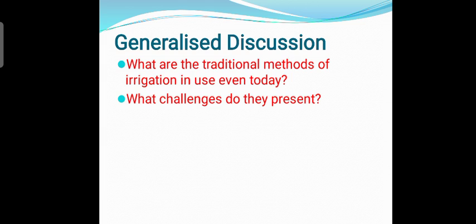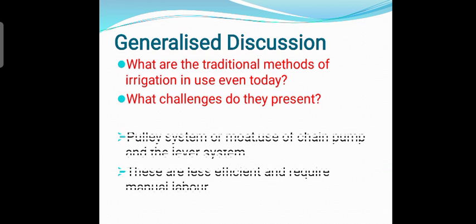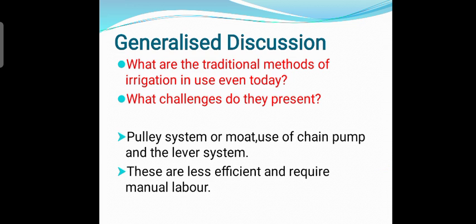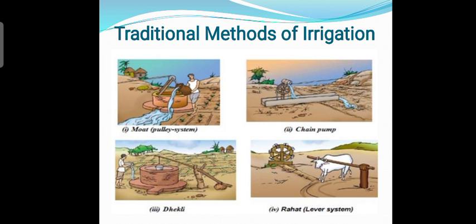Now, what are the traditional methods of irrigation in use even today? What challenges do they present? So now see, pulley system or moat, use of chain pump and the lever system are some of the methods which come under the category of traditional methods. These are less efficient and require manual labor. Now see the picture of these methods, which were basically used in old days.